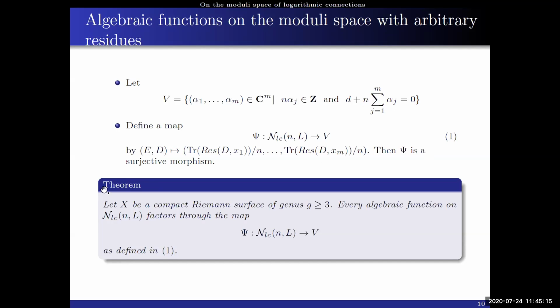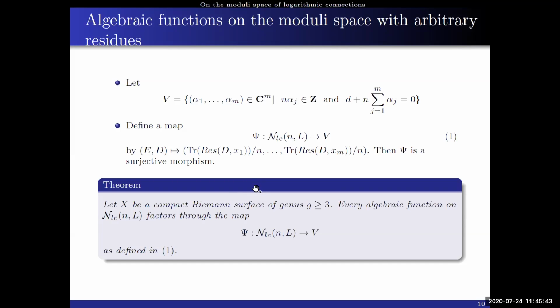This is actually a surjective homomorphism, and we have this theorem. Let X be a compact Riemann surface of genus greater than or equal to 3. Then every algebraic function on NLC NL factors through this map. So if I take any algebraic function on this, then there exists a unique function from V to C such that this diagram commutes. So this result means this.